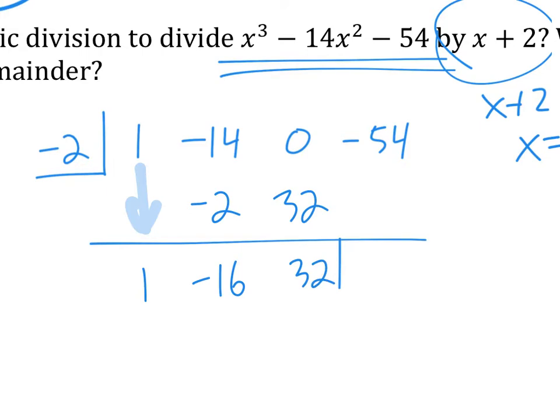Add straight down. Okay, 32 times negative 2 is? Negative 64. Add. Negative 118. Okay, this is the remainder.